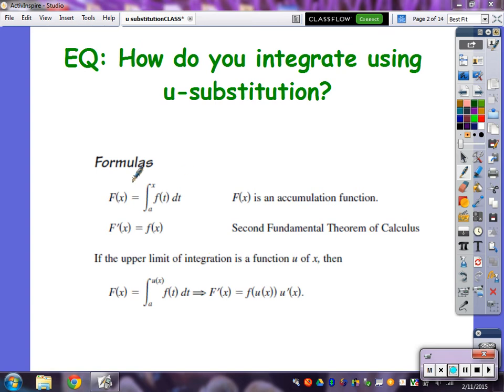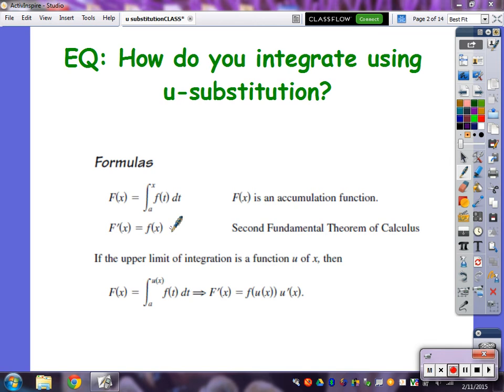So if I were to take the derivative of this accumulation function, I would pretty much end up with the integrand of my original accumulation function. And so basically it's taking this upper limit of integration and plugging it in for your variable in your integrand, which you end up with f of x.